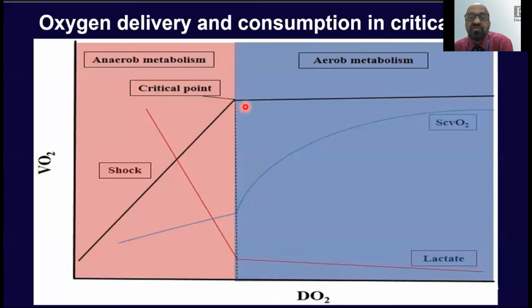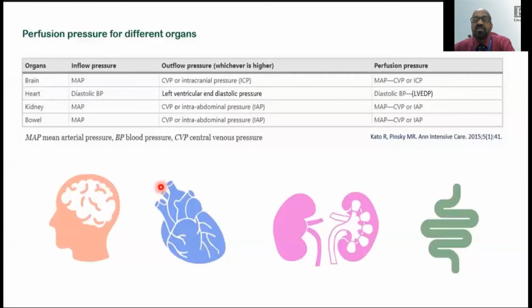So this critical point is important for us to identify, so that the subject does not develop a shock situation. This is about the first aspect of our target, that is the oxygen delivery to the tissues.